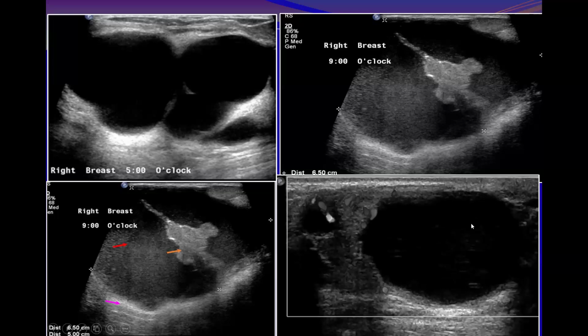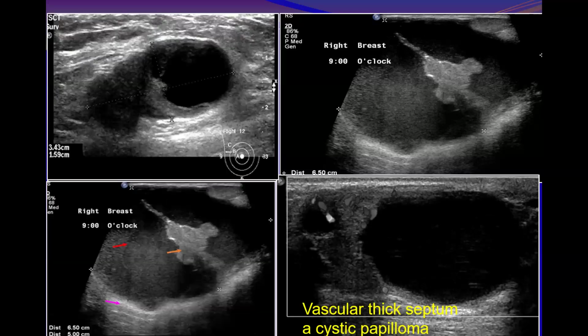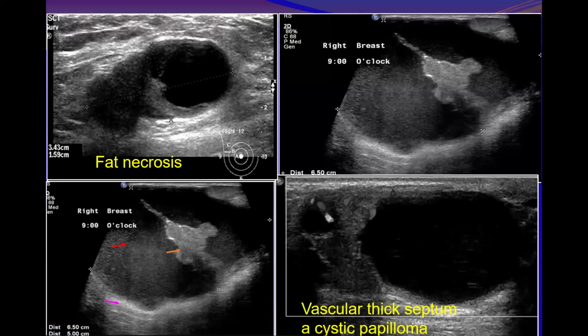Here we can see another example. Look at this cyst and this septum. It is thick and it is vascular, so it reflects a soft tissue component. So this is definitely a complex solid cystic mass, and the case was a cystic papilloma. But at the end, it is suspicious and has to be proven pathologically. This is my patient. Also a complex cyst with a solid component, and it was proven to be fat necrosis.